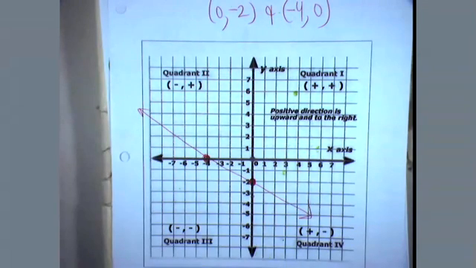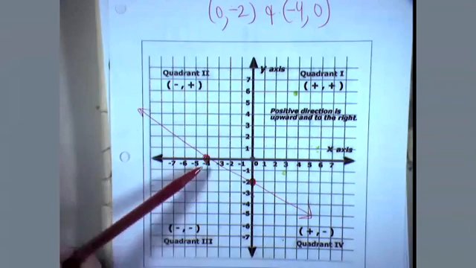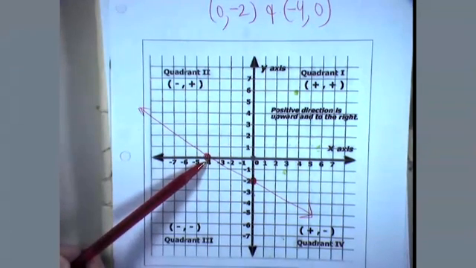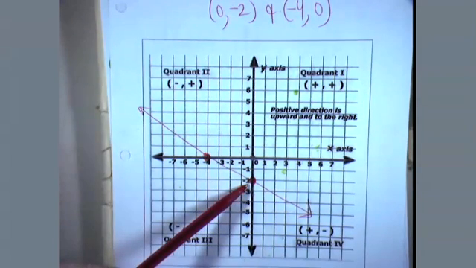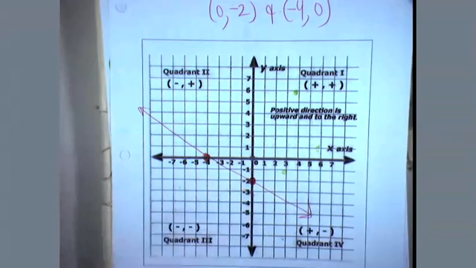And true to form, we identified the intercepts correctly. This is where it crosses the x-axis at negative 4, 0. And this is the true y-intercept where the line crosses the y-axis.